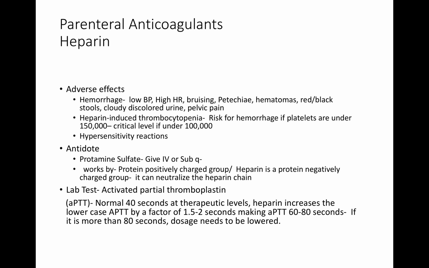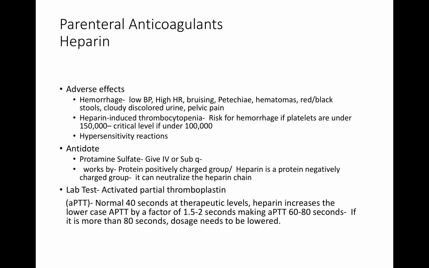Heparin-induced thrombocytopenia, meaning we have a severe lack of platelets. Risk for hemorrhage if platelets are under 150,000. It's a critical level if they're under 100,000. And then, of course, there are always hypersensitivity reactions. The antidote for heparin is protamine sulfate. We're going to give it IV or sub-Q. It works because protamine is a positively charged protein and heparin is a negatively charged group, so it can neutralize the heparin chain.